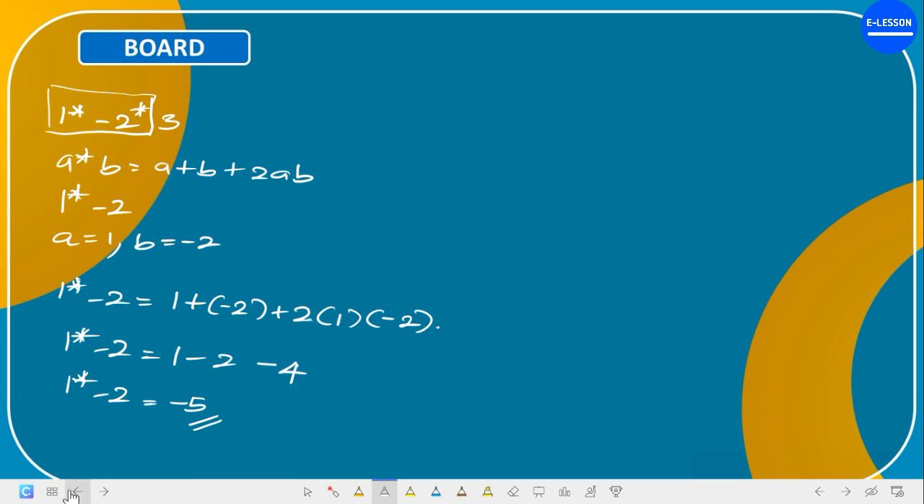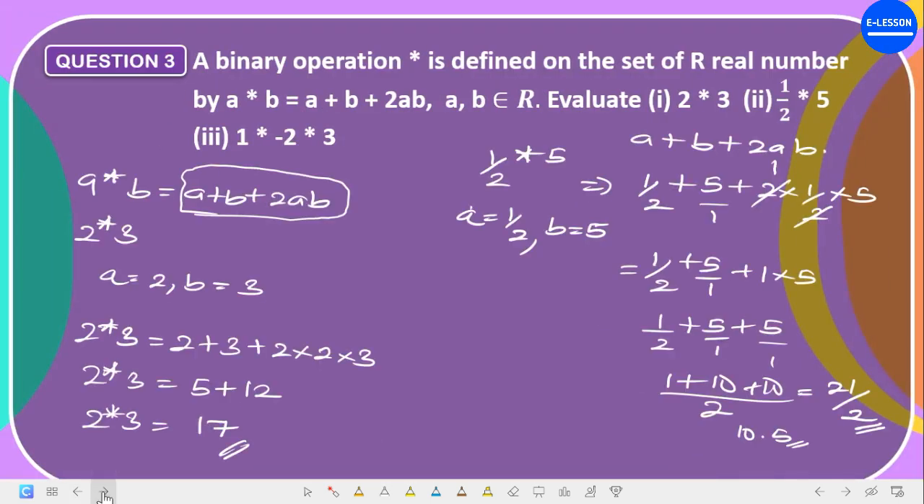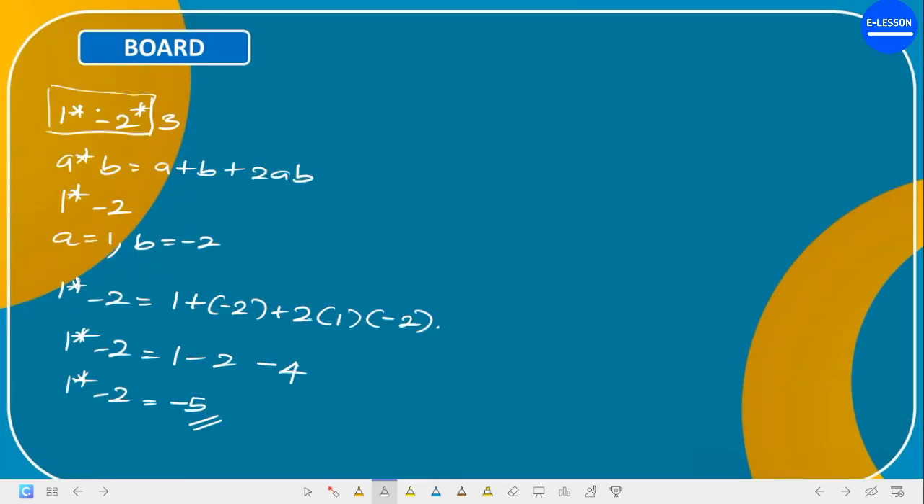So we say, well, let's take the first part. I hope that was the question that was given to us. Yes, 1 asterisk minus 2 asterisk 3. So our a is 1 and our b is minus 2. 1 asterisk minus 2 equals, since a is 1, 1 minus 2 plus 2 bracket 1 times minus 2. And this gives us 1 minus 2, then 2 times minus 2 is minus 4. 1 minus 2 is minus 1. Minus 1 minus 4 is what? Minus 5. So 1 asterisk minus 2 is minus 5.